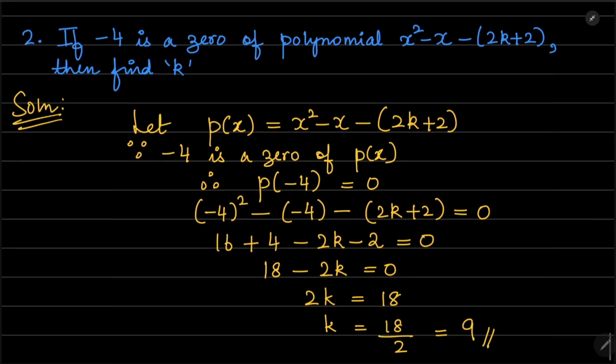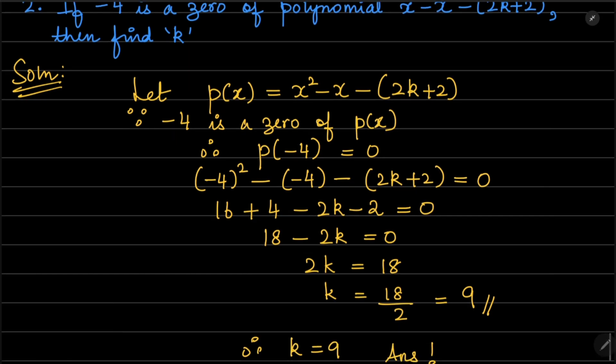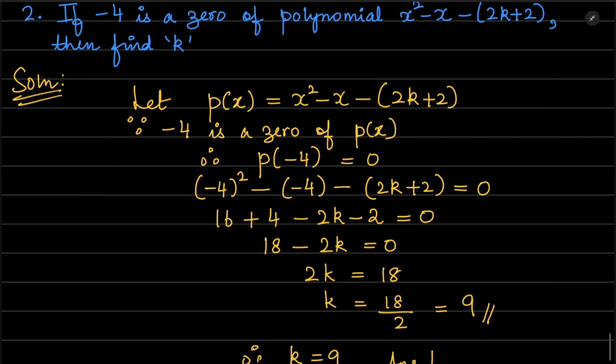So whenever you are given a zero, even with one single zero, what does it mean? The zero is that value of x which is making the polynomial 0. So you can make use of this. P of whatever zero you are getting, that is equal to 0. It could be any value. Whatever value you are given, you can follow the same thing. So k is equal to 9 is our final answer. Do try it yourself and verify your answer.